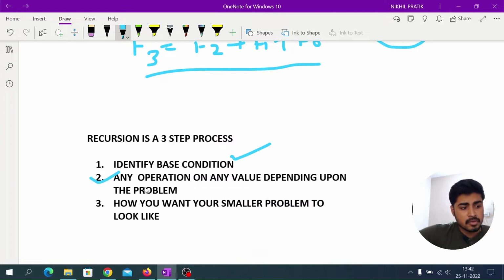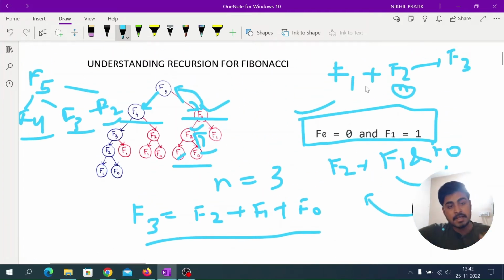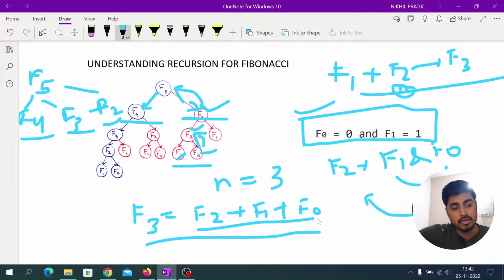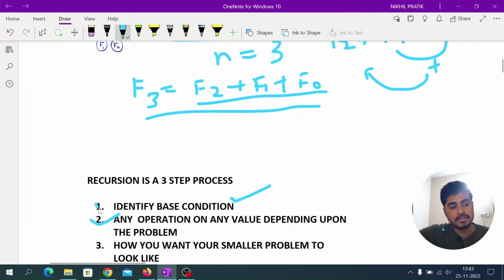In the next step we look into any operation or any value depending upon the problem. In this case the operation is f1 plus f2 is equal to f3, or in this other case it was f2, f1 and f0. The addition of these three gives the result. So this is the operation that you need to perform in order to find the value, and this value is passed on to the next step in order to get the subtotal or the maximum value, right? This is the second step that we are considering, that is, any operation we want to perform, right?